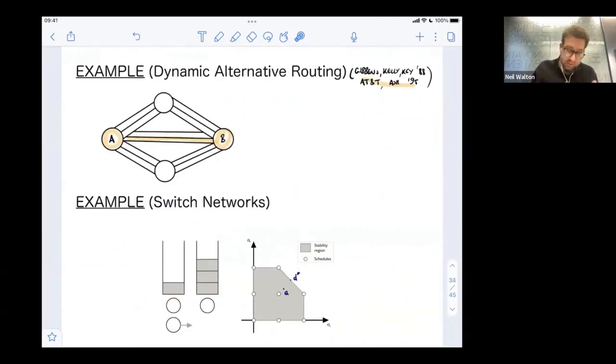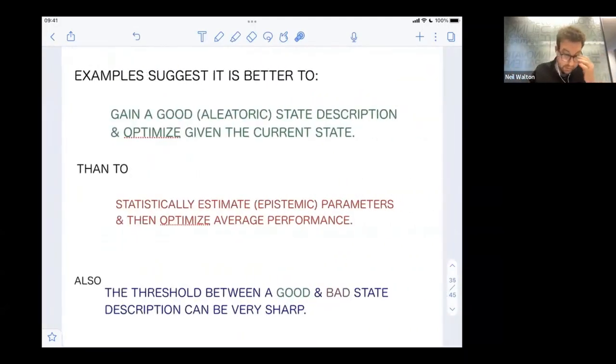But this goes further. It's true also in early telephony routing, and it's also true in switch networks. If you apply something that works on the current state information in terms of queue lengths, that's much better than estimating the average arrival rates and average service rates and trying to optimize those. Okay, so that's a bit of a discussion on information.